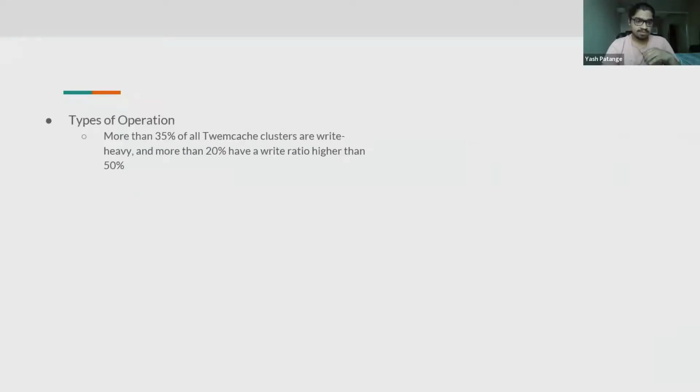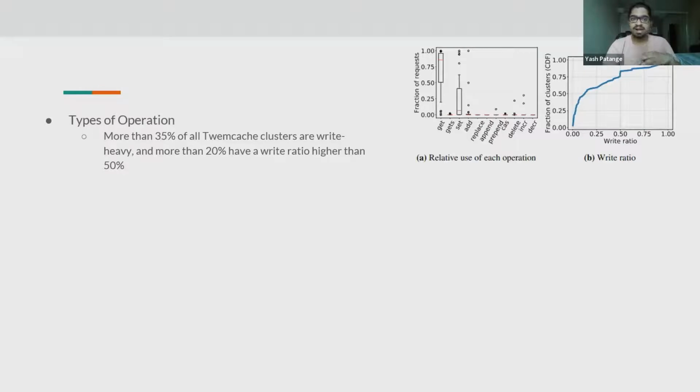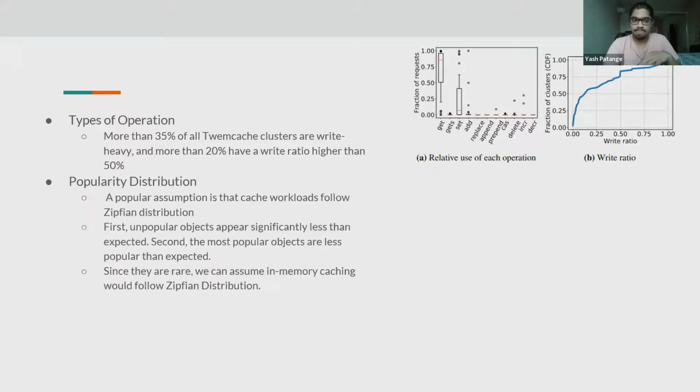Next is the type of operation. More than 35% of all Memcache clusters are write heavy, and more than 20% have a higher write ratio than 50%. These authors have defined a write heavy workload as follows: barring the get operation, gets operation, and delete operation, if all the rest of the operations have a percentage sum of 30% and higher, then that workload is deemed a write heavy workload.